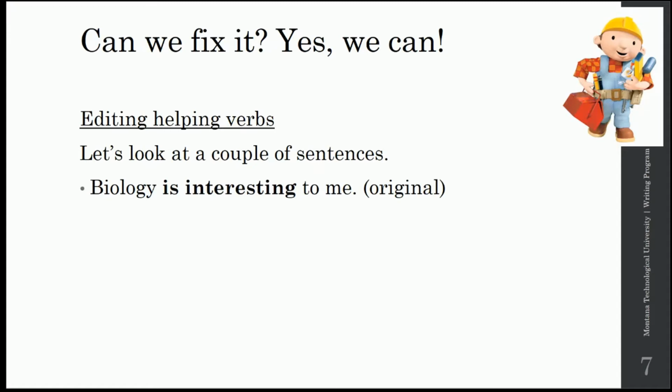All right, in this example, we say biology is interesting to me. This is our original sentence. We want to fix it by removing the to be. What is the to be? Is, am, is, are, was, were, be, being, and been. Let's get rid of the is. What do you think it might turn into? How about biology interests me? Still in the present tense, and it's stronger and clearer to the reader what is going on.